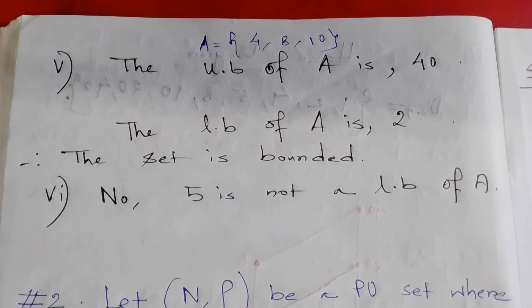40 succeeds every element of A and 2 precedes every element of A. That is why the upper bound of A is 40 and the lower bound of A is 2. So the set is bounded. And question number 6 was, is 5 a lower bound of A or not? So clearly no, 5 is not a lower bound of A.